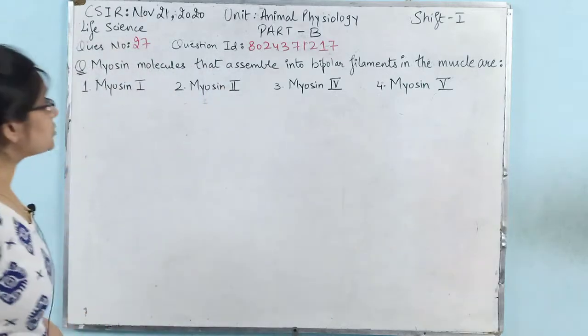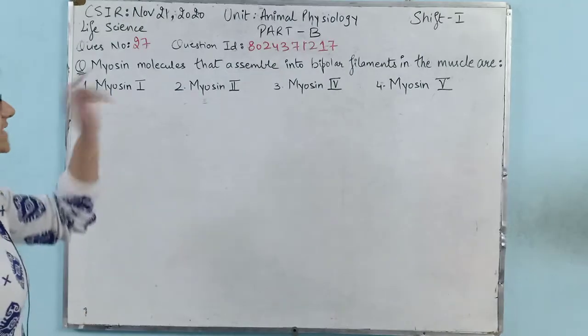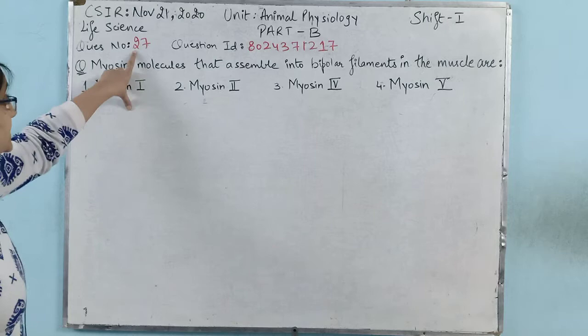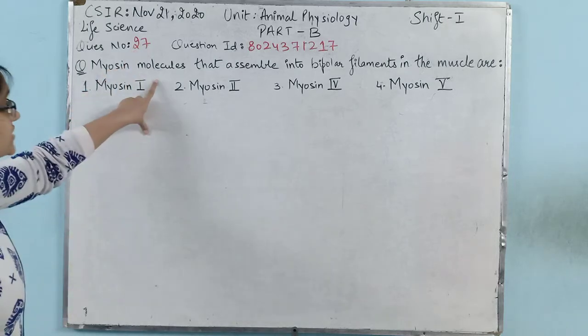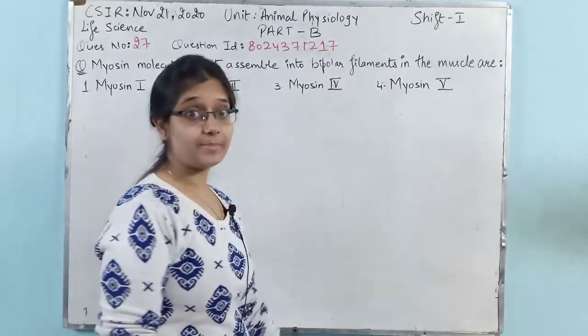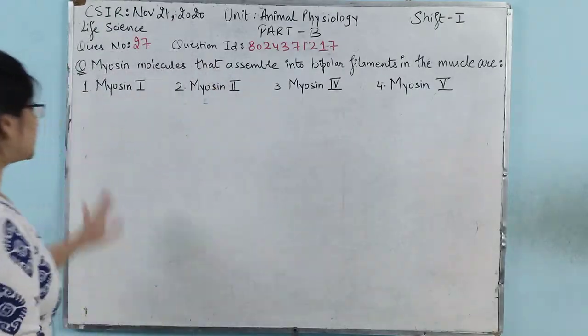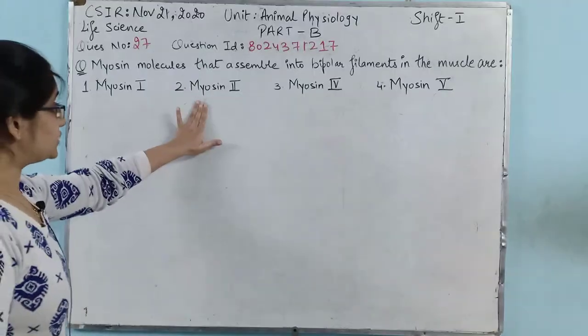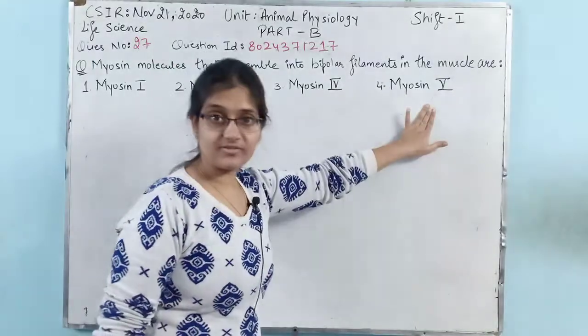So the first question from animal physiology in section part B is question number 27, which is: myosin molecules that assemble into bipolar filaments in the muscle are. The options include myosin 1, myosin 2, myosin 4 and myosin 5.